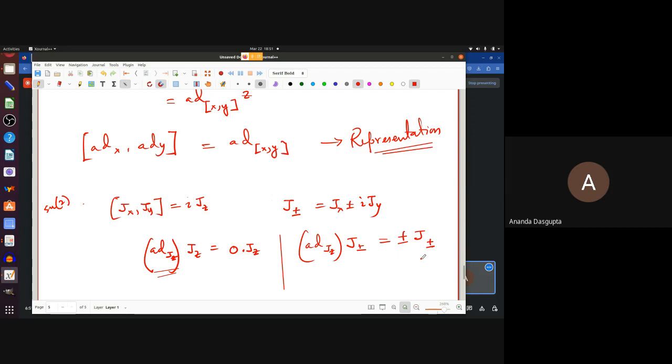That's the theory. Right? Jz acting on a Jm eigenstate gives you the same eigenstate. It doesn't change the m value. J plus raises by 1, J minus lowers by 1. Those are nothing but these eigenvalues of ad Jz. Right? So this is very familiar. I'm just putting this in a slightly different language.